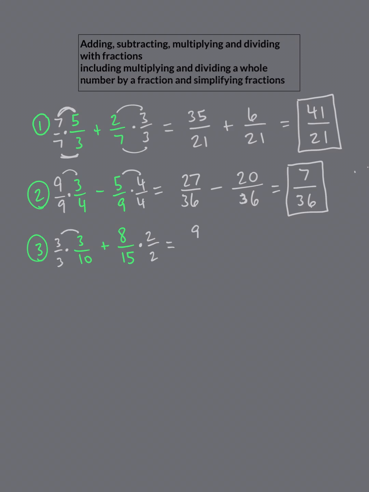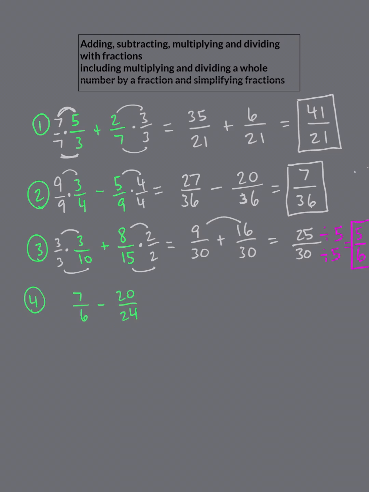3 times 3 is 9, over 3 times 10 is 30, plus 8 times 2 is 16, over 15 times 2, which is 30. Now we can add our numerators together since we have a common denominator of 30. And that is 25. Now you will notice that 25 and 30 do have a common factor of 5. And one of the rules in math is that you always must simplify fractions whenever you can. So we'll divide 25 by 5, which is 5, and we'll divide 30 by 5, which is 6. And so 5/6 is our final answer.